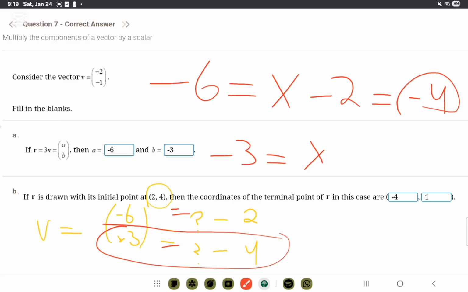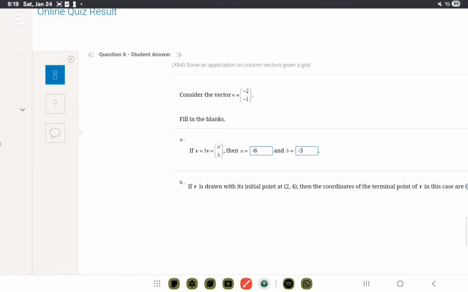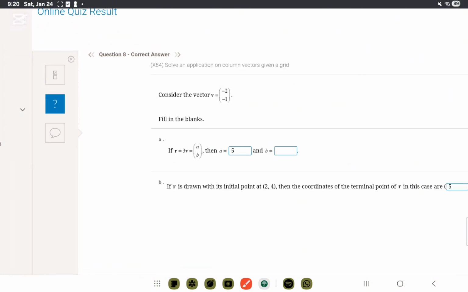Oh my god, that's so bad. Okay, so it's going to be minus 3 is equal to y minus 4, so you get positive 1. That's it. Oh no, I'm scared.